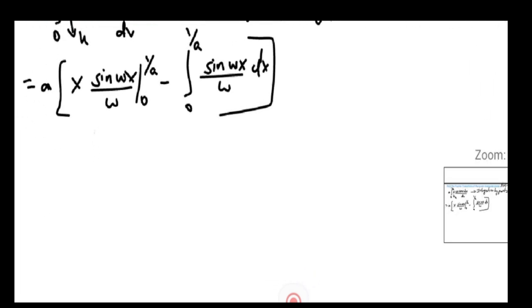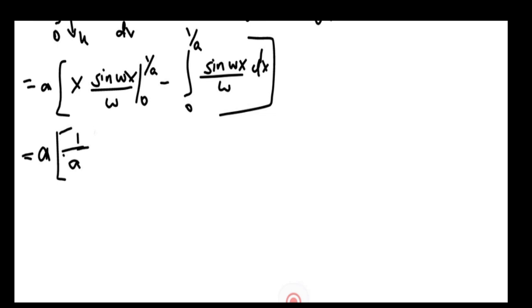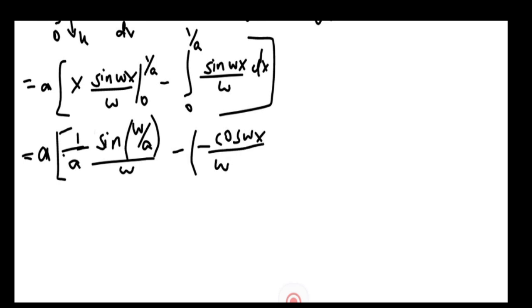Now we have to do the integration. In the first term, we substitute the limit, so x becomes 1 over a and we get sine of omega over a divided by omega. When we substitute the lower limit, it becomes 0, so we're not going to write that. Coming to the second term, we get negative of, when we integrate sine omega x, minus cos omega x by omega. Since we already have omega, the denominator will become omega square and the limit will be from 0 to 1 over a.